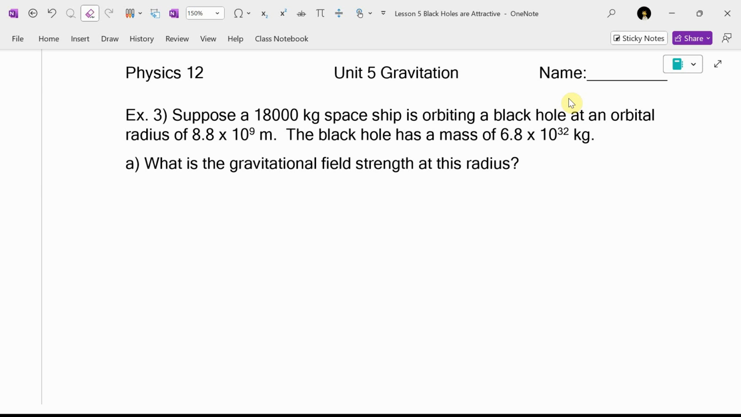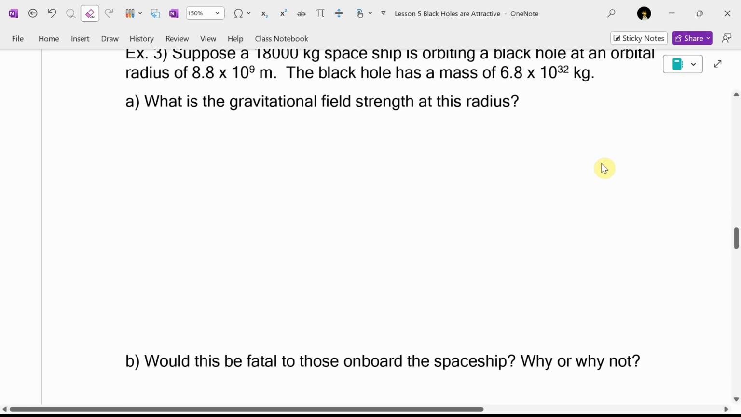Suppose a spaceship is orbiting a black hole at an orbital radius of 8.8 times 10 to the 9th meters. The black hole has a mass of 6.8 times 10 to the 32 kilograms. Carson, what is it asking me to find? Why wouldn't it ever be asking me to find big G?